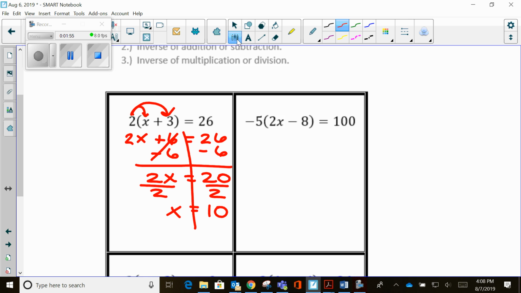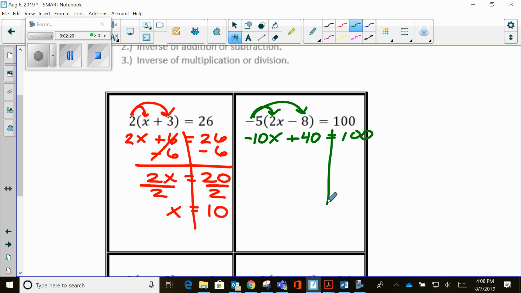Number 2 is negative 5 times 2x minus 8 equals 100. Distributive property, we're going to multiply the negative 5 times my 2x. So that's negative 10x. Negative 5 times negative 8 is a positive 40 equals my 100. Draw your line down the equal sign.